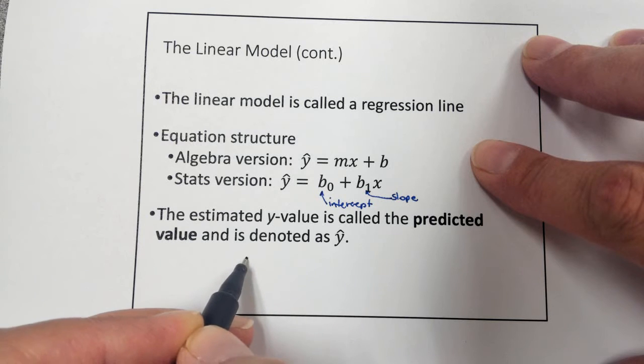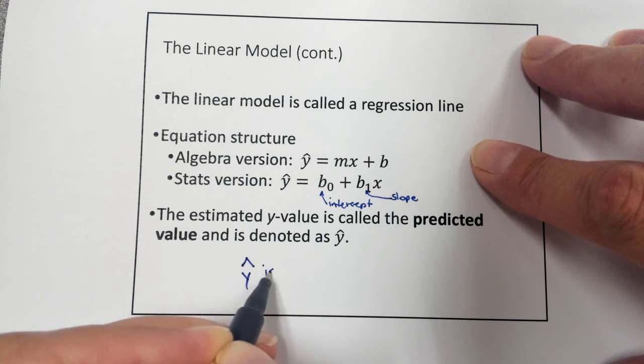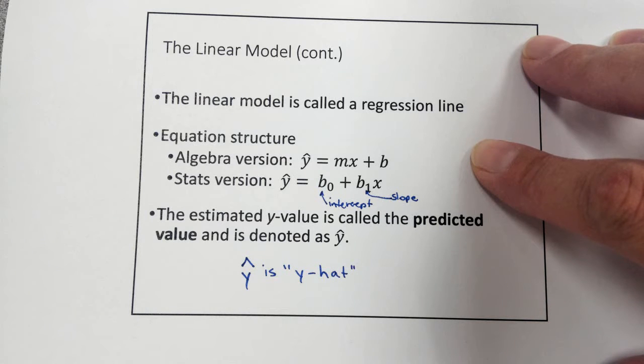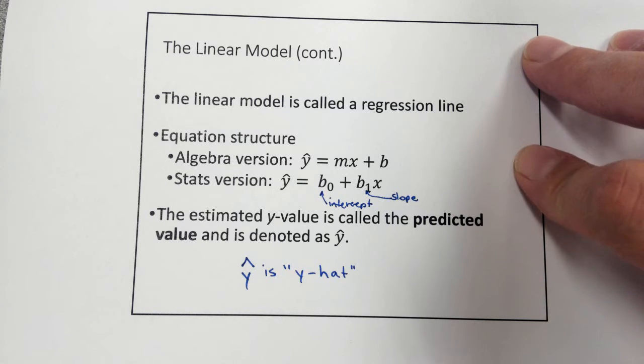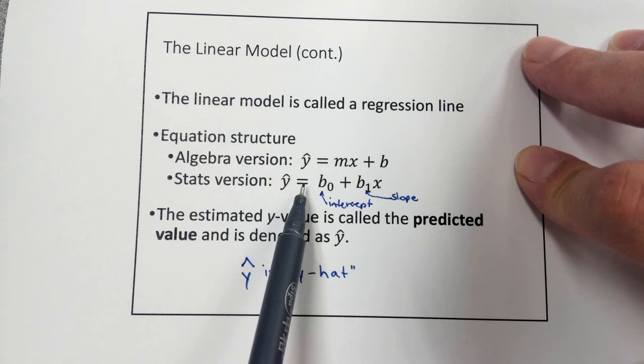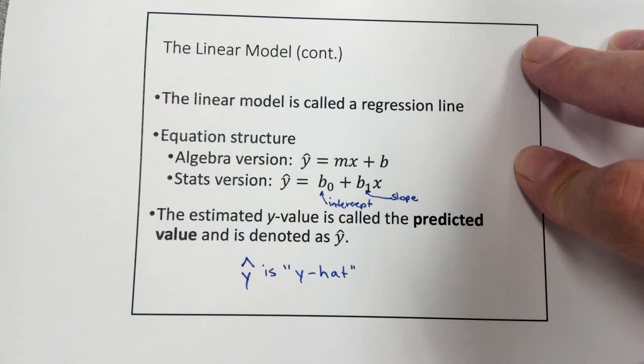So let's just make a note. This is y hat. That's what we call it. Y with a hat on, but y hat for short. Predicted y, it's a few more syllables, but that's what's really going on. So it's a y, we can predict a y using the mx plus b or the b naught plus b1x. So just some notation issues that we're going to have to deal with.